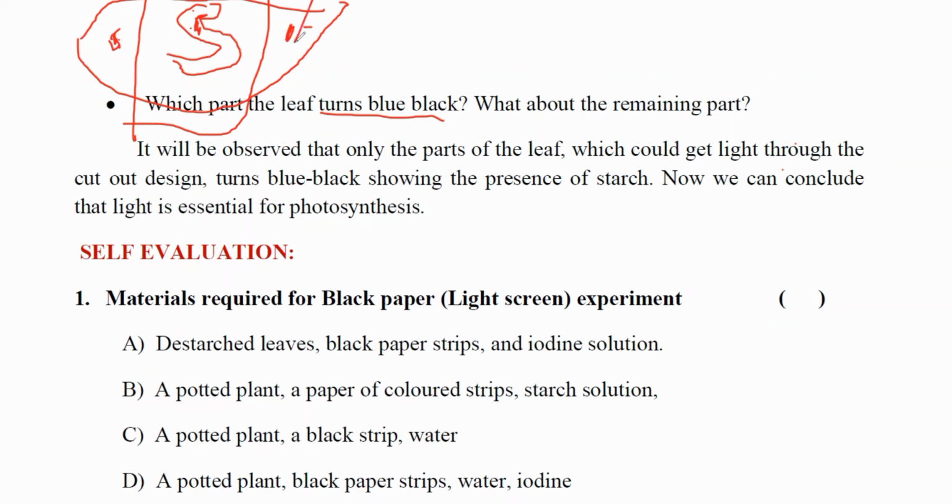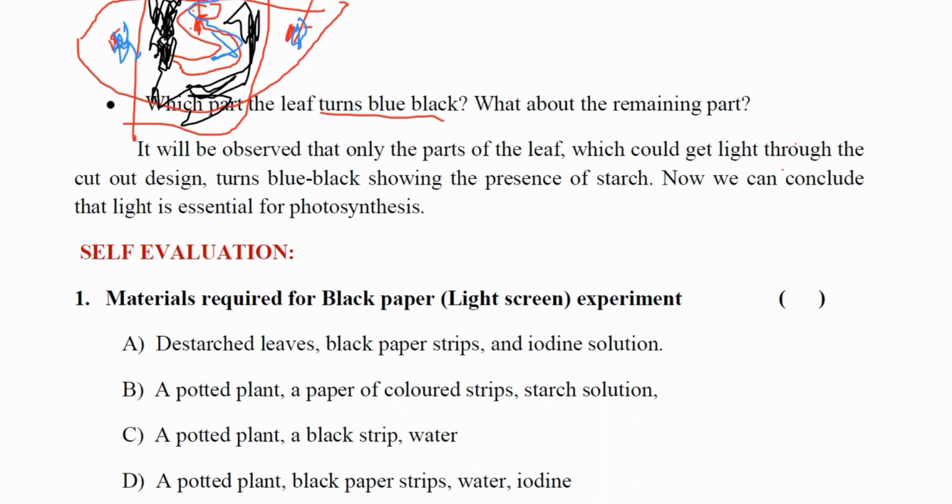Why? Because they receive the sunlight. But this black paper covered part does not turn into blue black color, because it does not receive the sunlight. Only this part, this part and the S-shaped part turn into blue black color, because these parts receive the sunlight.